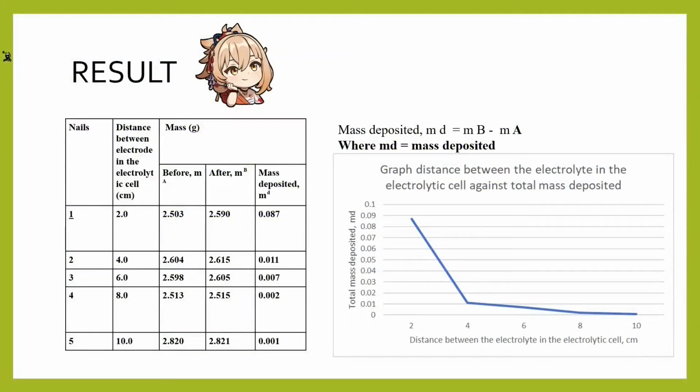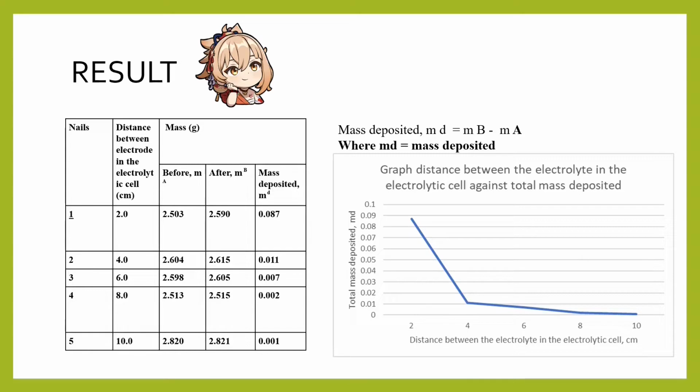So this is the result for our experiment. We measured the distance between electrodes in the electrolytic cell at 2, 4, 6, 8 and 10 centimeters, and here is our mass deposited for each nail. So how do we get this mass deposited? Basically we just subtract the mass before from the mass after the nails have been in the electrolytic cell.